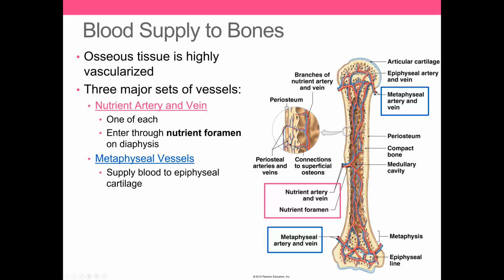So they supplied blood to the epiphyseal cartilage during development, and then in an adult bone where the growth has stopped, you'll see these vessels clumped around the epiphyseal line.